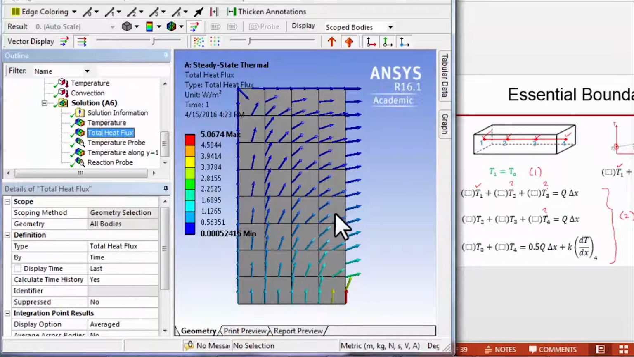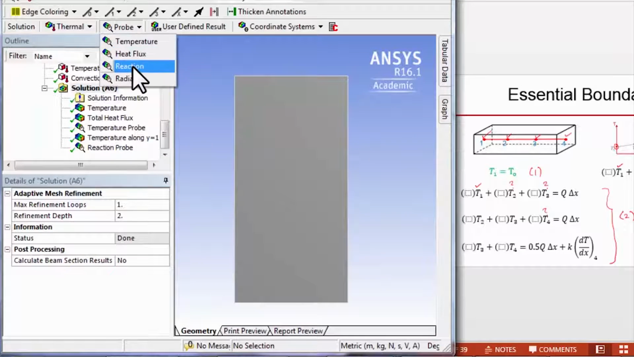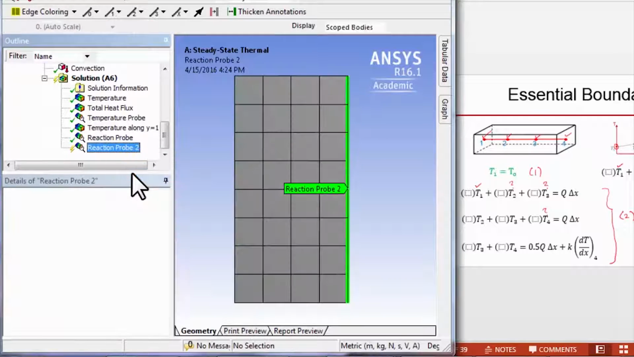And it turns out, you can also get a reaction at the convection boundary condition, which we haven't talked about. Convection is a more complex boundary condition because it involves both the temperature and its gradient. So let's just use the facility in the code to calculate the reaction there. I will highlight solution, say probe, reaction, and then pick the convection boundary condition and say evaluate all results.